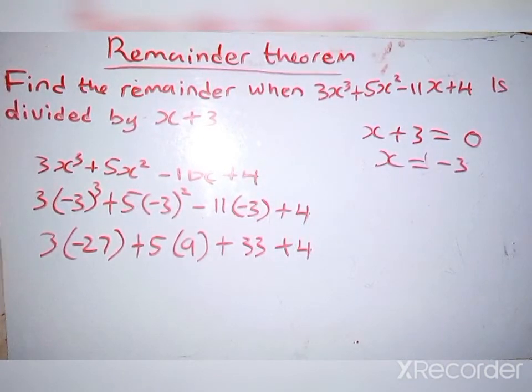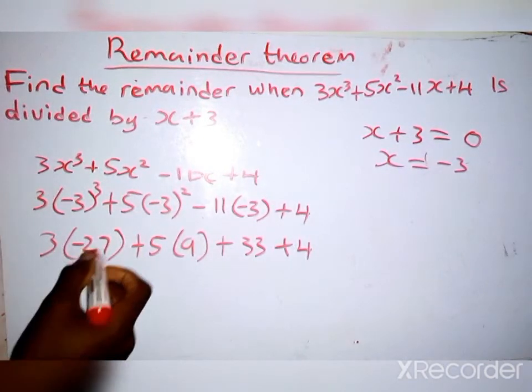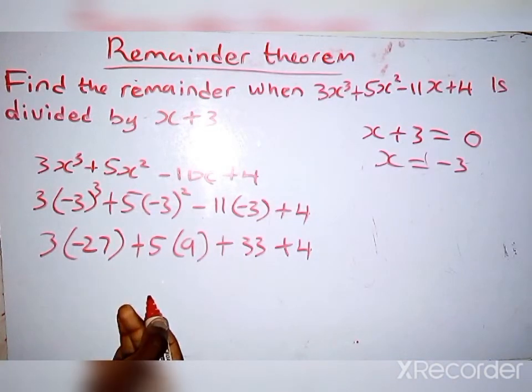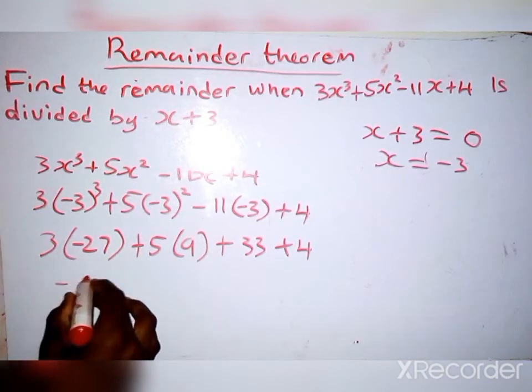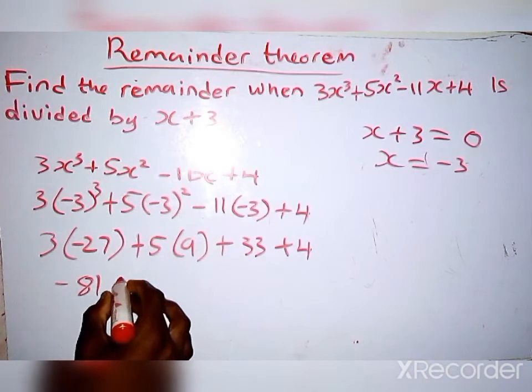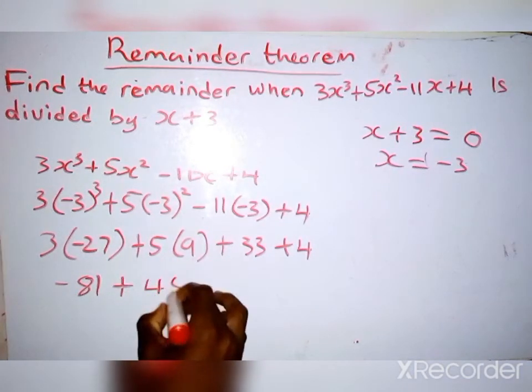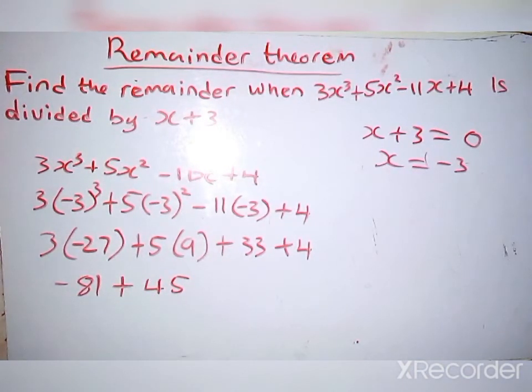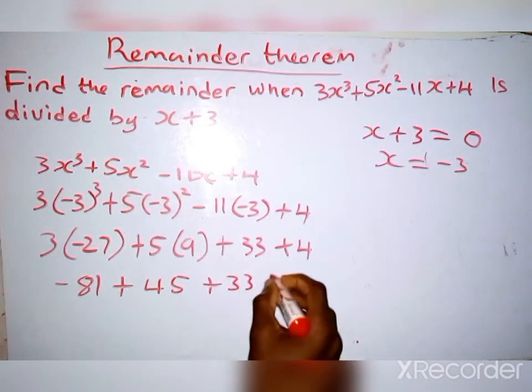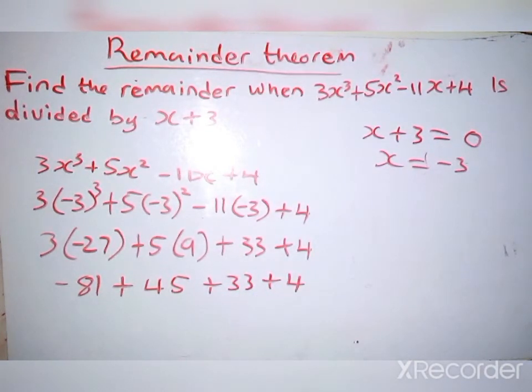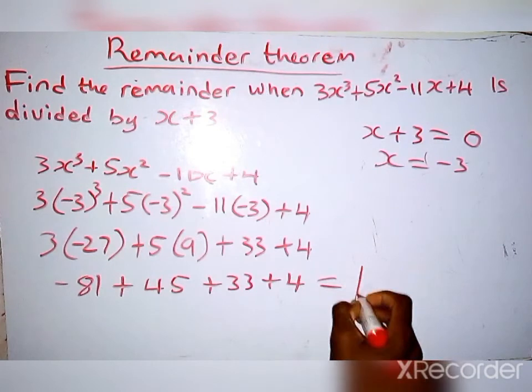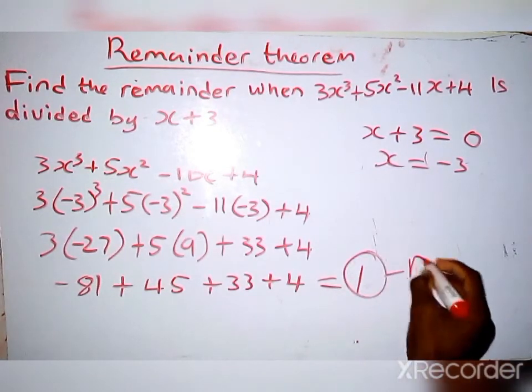Now open the bracket. 3 times 27 should be 81, so we have minus 81 plus 5 times 9, which is 45, plus 33 plus 4. When we calculate everything together, minus 81 plus 45 plus 33 plus 4, we get 1. So this is our remainder.